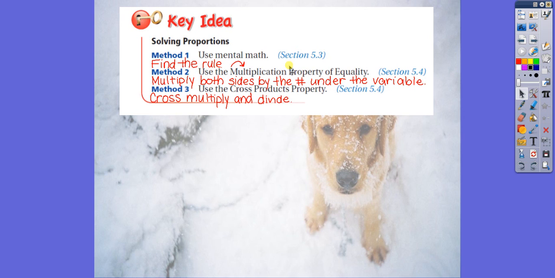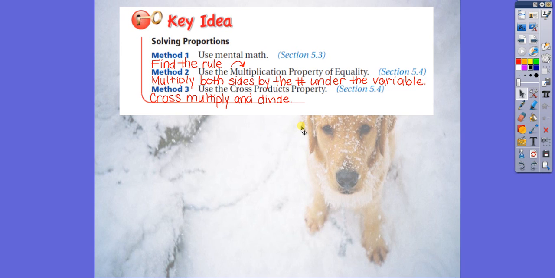But that method is only usable when the numbers are compatible, and unfortunately in the real world, numbers just aren't compatible all of the time. So method 2 is a method you've been using to solve equations, and that's the multiplication property of equality. To use this strategy, you multiply both sides by the number under the variable. And this only works, of course, when the variable is in the numerator.